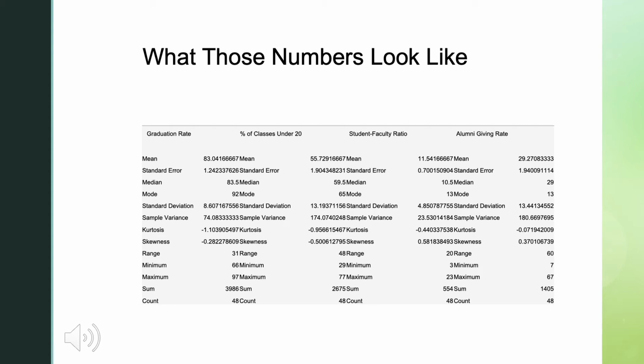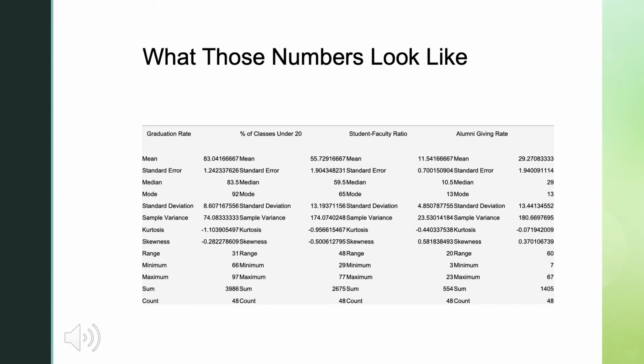Next, we see percentage of classes under 20. The range is from a minimum of 29% to a maximum of 77%, with 59% as the median. The average value is 55.72%, which is actually quite close to the median, and you'll see for our next two that the same result holds, that they are both quite close to the median.